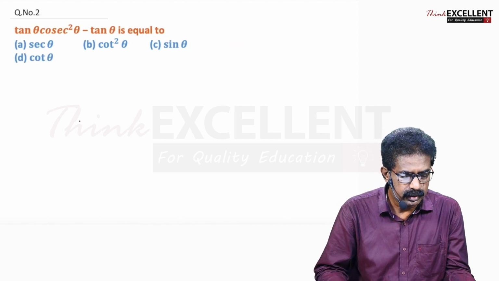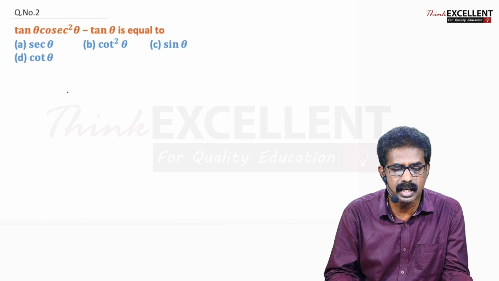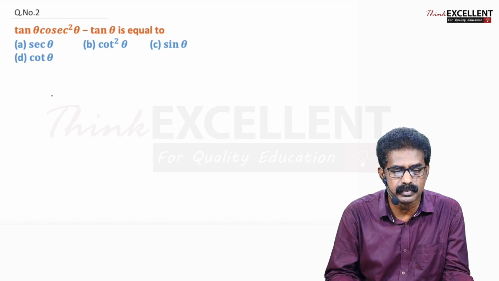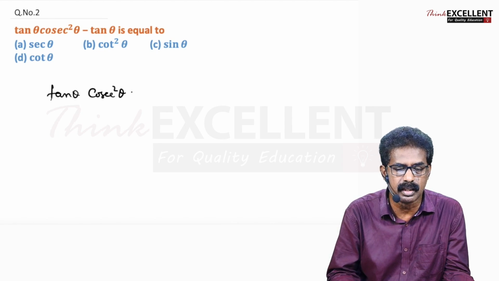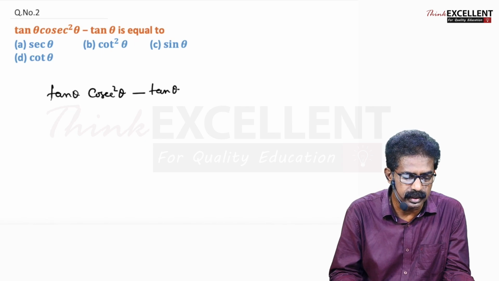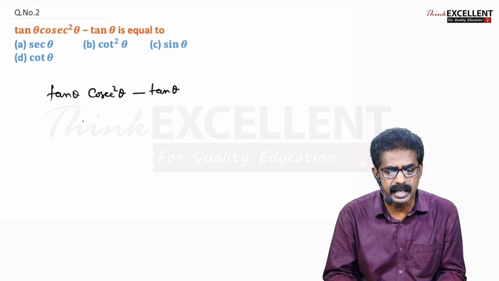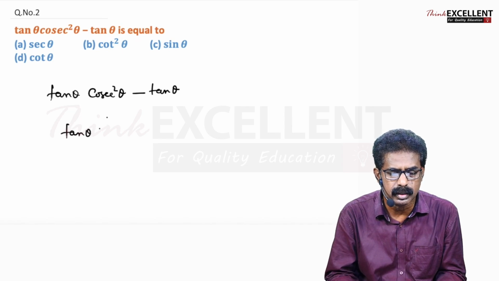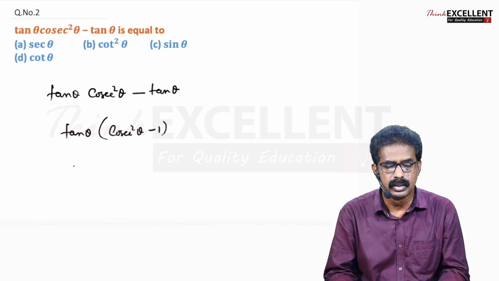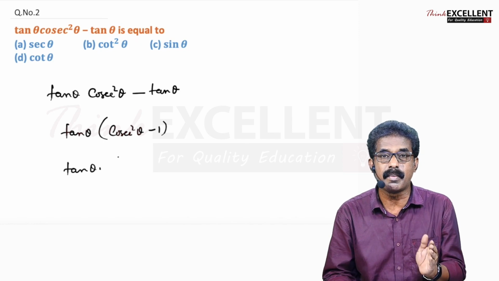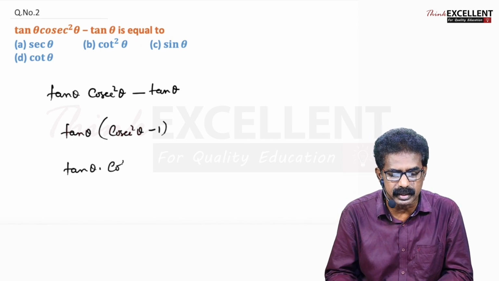See the second question. Tan theta into cosecant square theta minus tan theta. Listen how to simplify this. Very simple one. What is common in both? Tan theta. So take tan theta common. You are getting cosecant square theta minus 1, right? So you are getting tan theta into cosecant square theta minus 1. It is cot square theta.